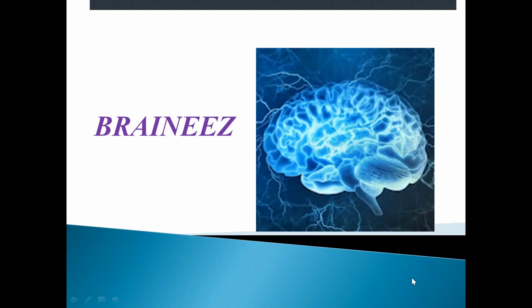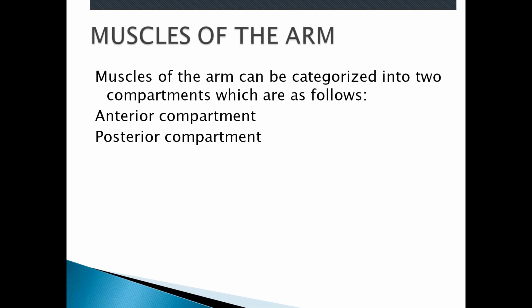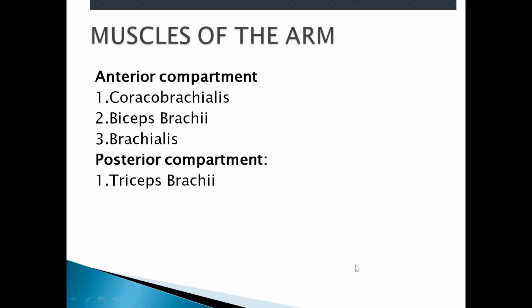Today we are going to discuss the topic muscles of the arm. The entire muscles of the arm can be categorized into two compartments: the anterior compartment and the posterior compartment of the arm. The anterior compartment of the arm consists of three muscles: coracobrachialis, biceps brachii, and brachialis. The posterior compartment of the arm consists of a single muscle named triceps brachii.